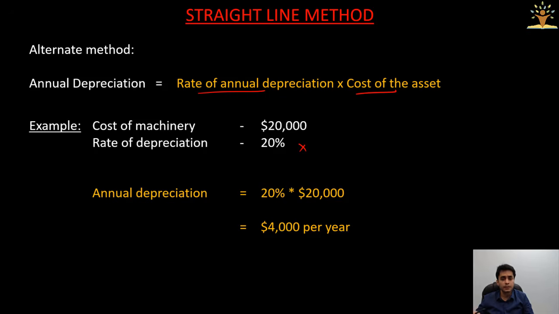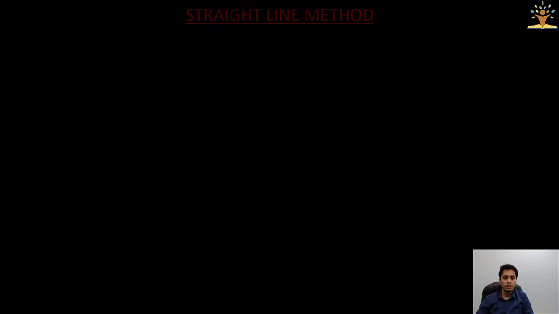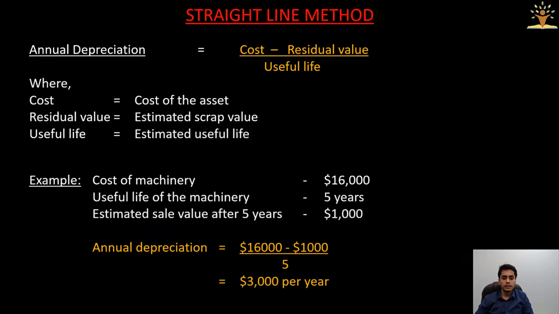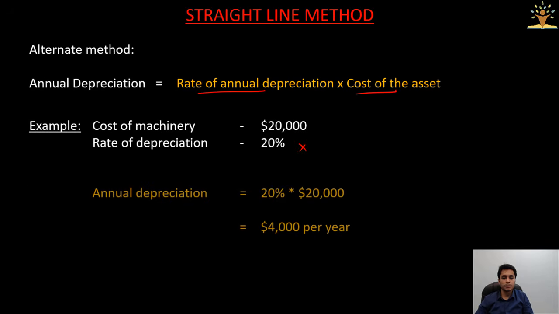This was the straight line method. Again, how do you know it's the straight line method? Because the depreciation amount is the same every year. In the previous example, it was 3,000 per year. In the next example, it is 4,000 per year.